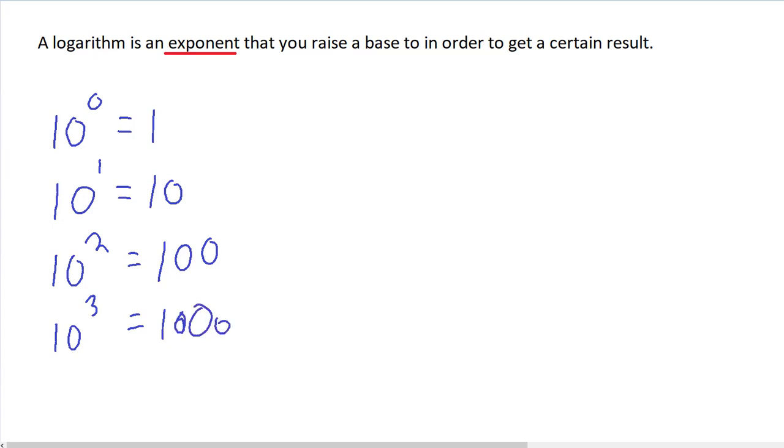But what if I want to raise 10 to some power and get 50? So you may think, well, that's not possible, but it is. If 10 to the 1 is 10 and 10 to the 2 is 100, then this value has to be somewhere between 1 and 2. 2 is too big because you get 100, and 1 is not big enough because you get 10. So this is the process of taking a logarithm.